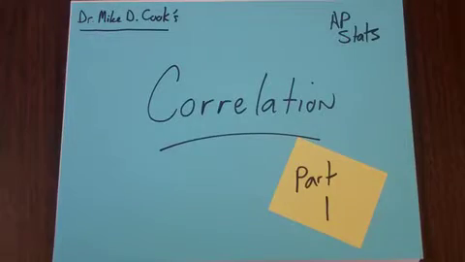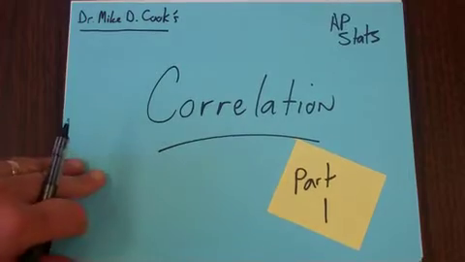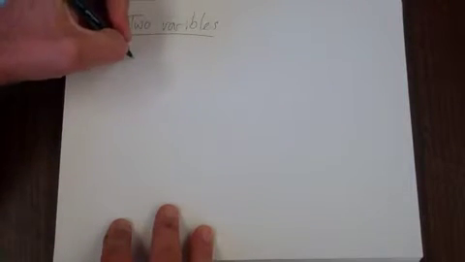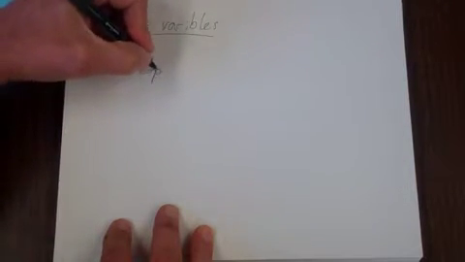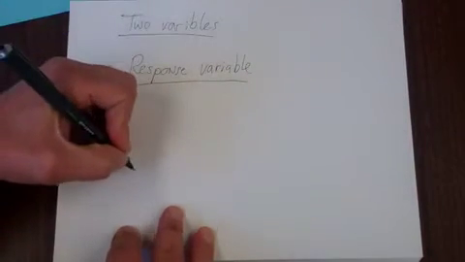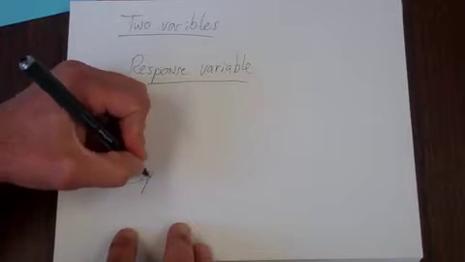This is the first in a series of videos on correlation. And correlation has to do with when you're looking at the relationship between two variables. And usually when you're looking at a relationship between two variables, you distinguish between what's called a response variable and an explanatory variable.